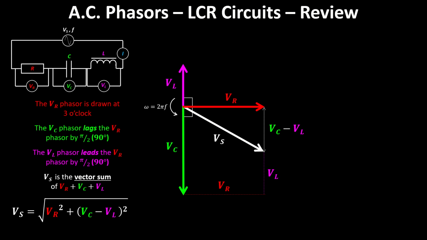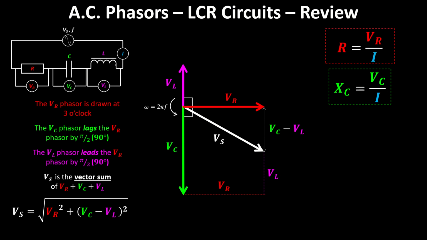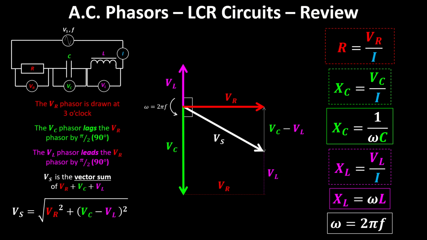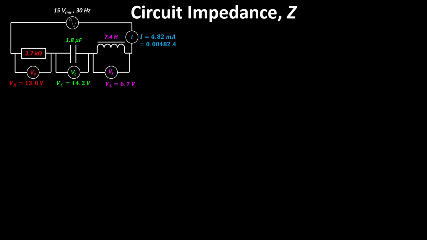Also, just some definitions. Resistance, remember, was the resistor voltage over current. Capacitor reactance is the capacitor voltage divided by current, or we could also find it by using 1 over omega C, omega being the 2 pi f for the source. Inductor reactance is also inductor voltage over current, and we could also find inductor reactance by using omega L, and for all of those things, omega equals 2 pi f. So that's just a quick little summary of some ideas from previous videos that we're going to be using in this one. So let's talk about circuit impedance.